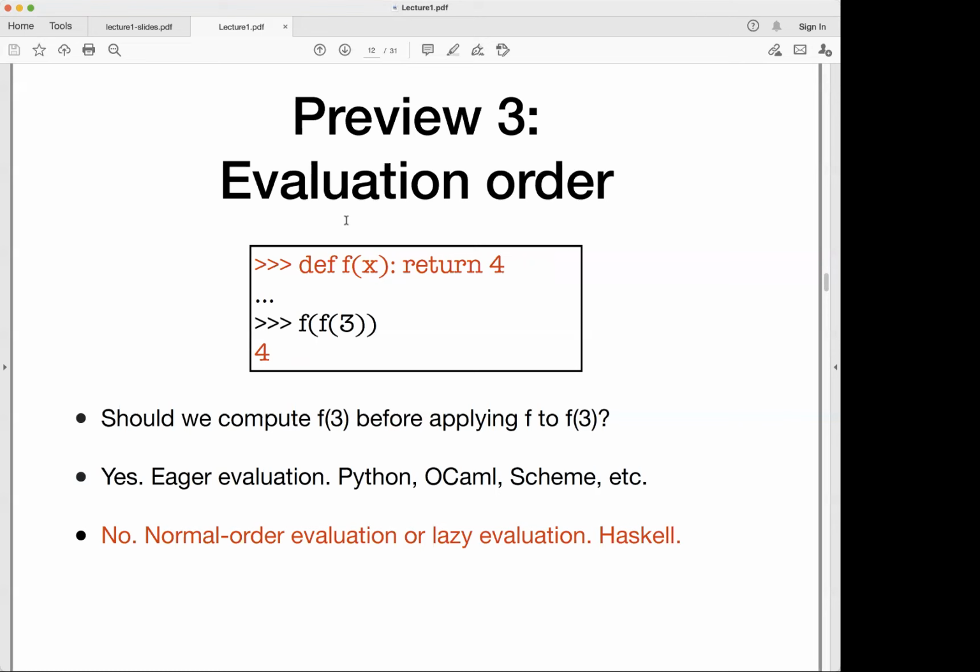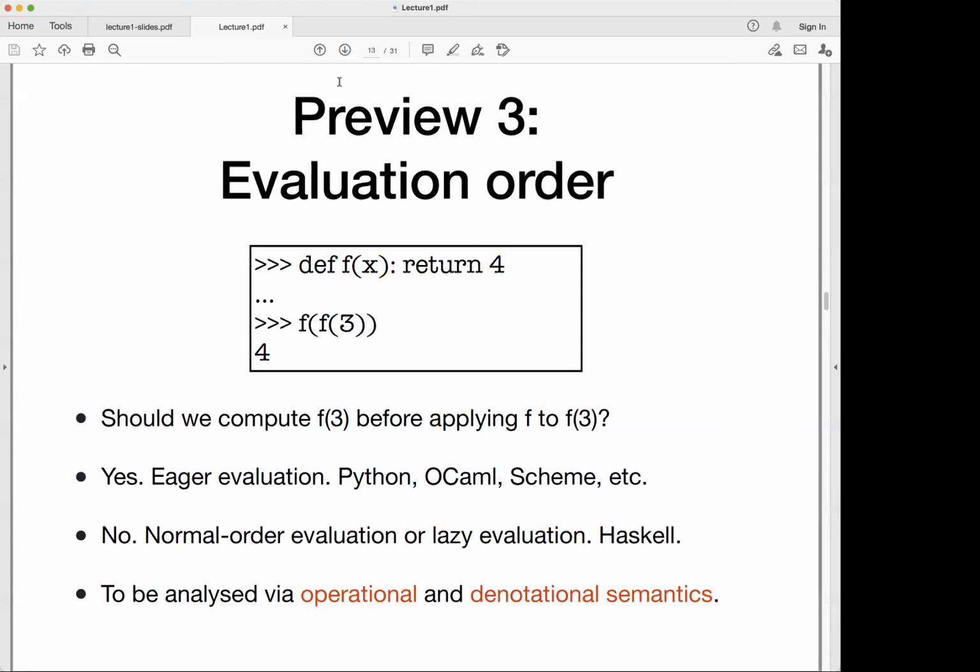And furthermore, I think more importantly, this normal order evaluation has very nice mathematical properties. So doing formal proofs with Haskell in some sense becomes a lot easier than doing formal proofs with either Python or OCaml or Scheme, because of this evaluation order. So we will study this evaluation order using so-called operational semantics and denotational semantics and try to understand the consequences. We try to formalize this evaluation order rigorously using mathematical tools, and also try to understand the consequences of these different evaluation orders.